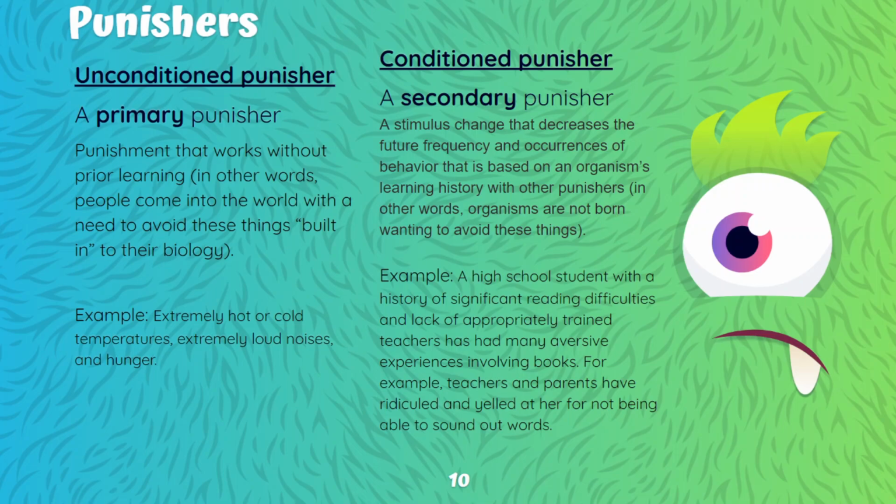Here's an anecdotal example. A high school student with a history of significant reading difficulties and a lack of appropriately trained teachers had many aversive experiences involving books. For example, teachers and parents ridiculed and yelled at her for not being able to sound out words. While this example is unfortunate, it does happen in real life. Sometimes when kids are first learning to read, they can become very discouraged, especially if the adult working with them is not appropriately encouraging them. Because of these constant negative interactions and the association with books, this student has now come to see books as a conditioned punisher.